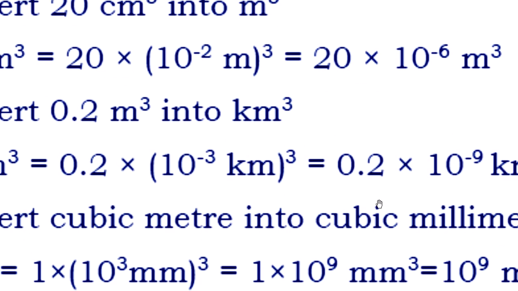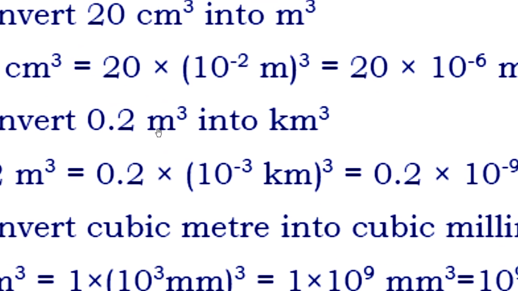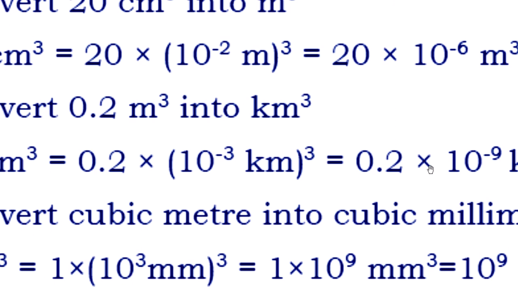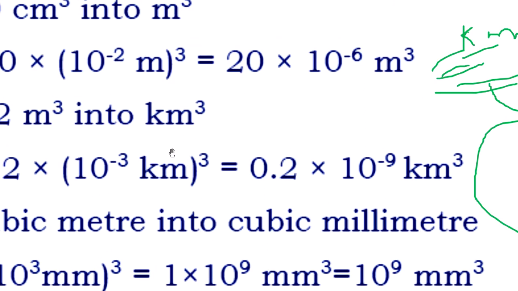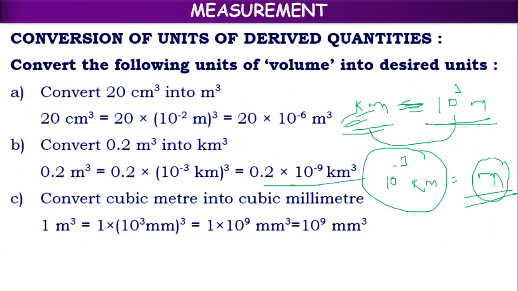So in the place of meter cube, children, in the place of meter, we can keep 10 power minus 3 kilometer. For meter we have cube, so we keep whole cube. So 0.2 into 10 power minus 3 cube, minus 3 into 3, minus 9, kilometer cube. So this is the conversion.